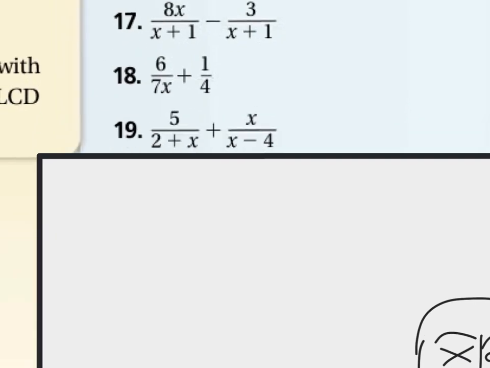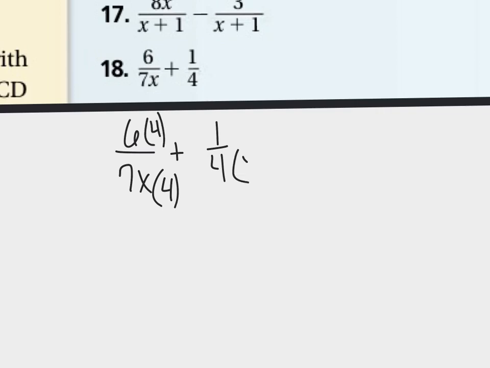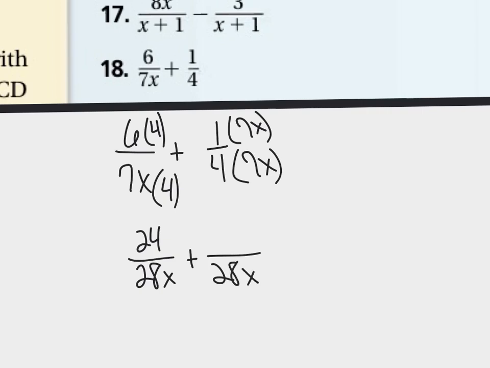Number 18, these have different denominators, so we're going to try to get a common denominator to start. So common denominator, let me just rewrite this here. Common denominator would be 28x. So first one we need to multiply by 4. Second one we need to multiply those by 7x. And if you want to just go ahead and combine this as one fraction at this point, you can.